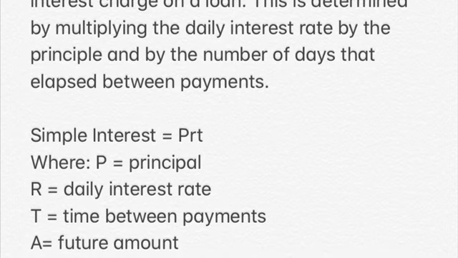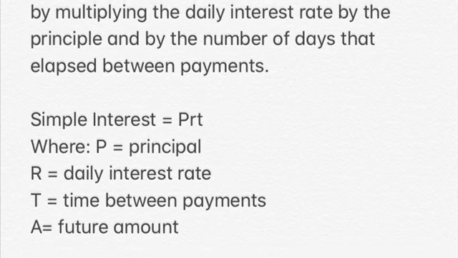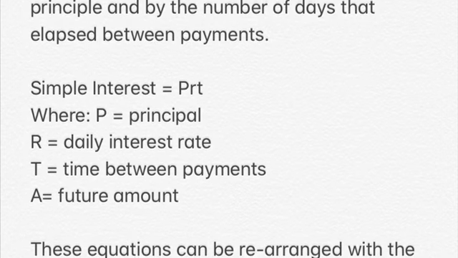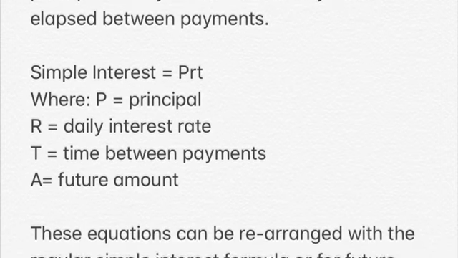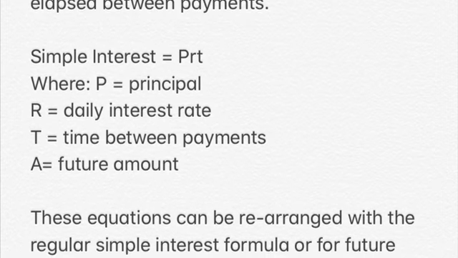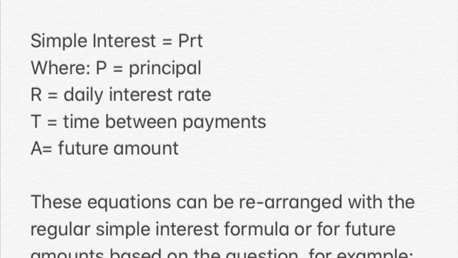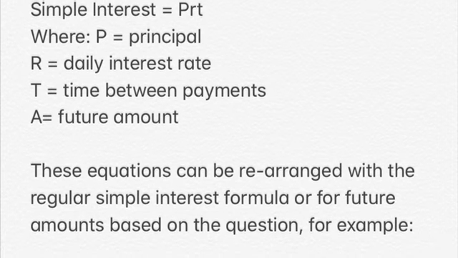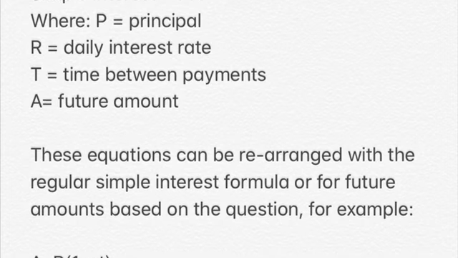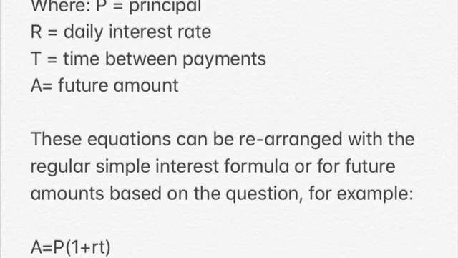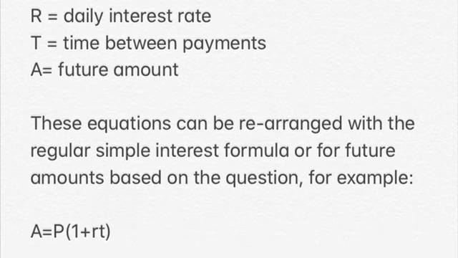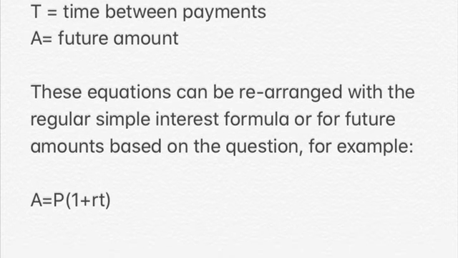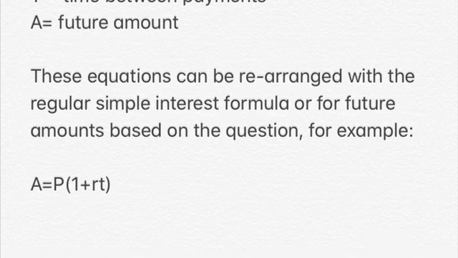Simple interest equals PRT, where P equals principal, R equals daily interest rate, T equals time between payments, and A equals future amount. These equations can be rearranged with the regular simple interest formula or future amounts based on the question asked. For example, A equals P bracket 1 plus RT bracket.